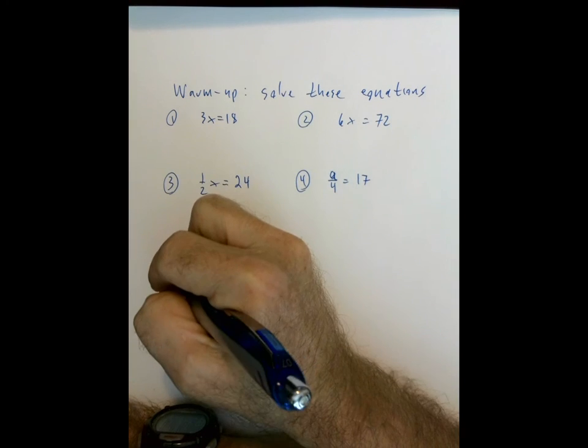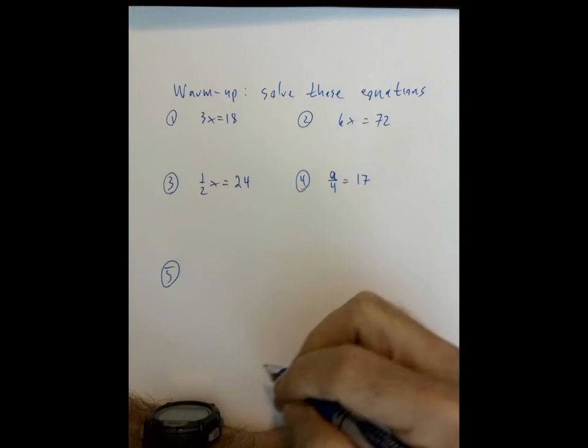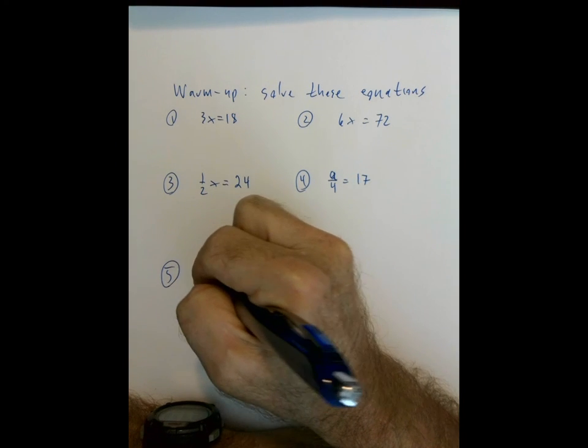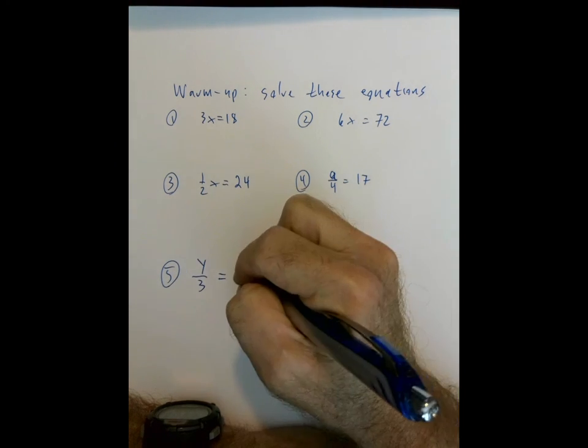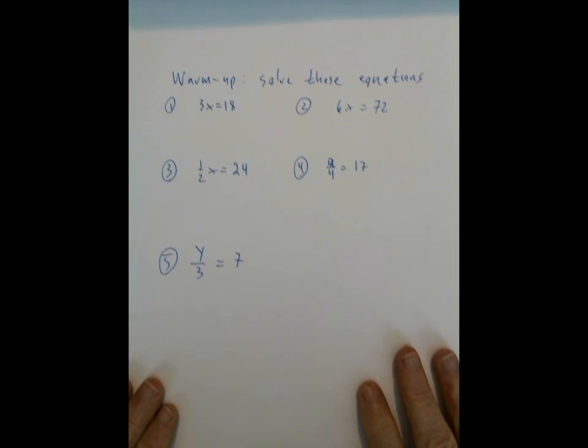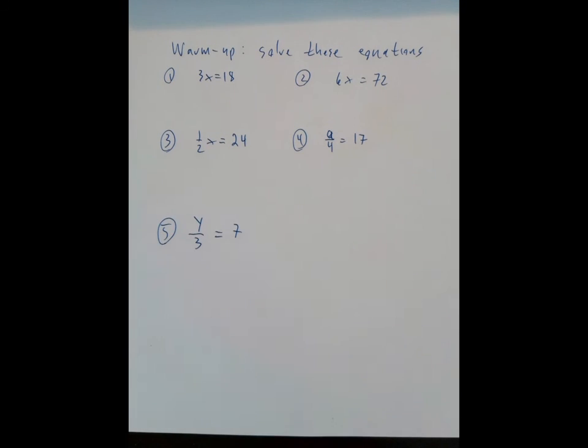And I think I'll put number 5 down here. Okay, another division one. How about y over 3 is equal to 7? So think back to when we were doing division problems before, and go ahead and solve those. So I'm going to wait a minute. You should put the video on pause, get some paper, and try out these warm-up problems to solve these equations for x, because we're going to use this in today's lesson. Okay, ready, go.